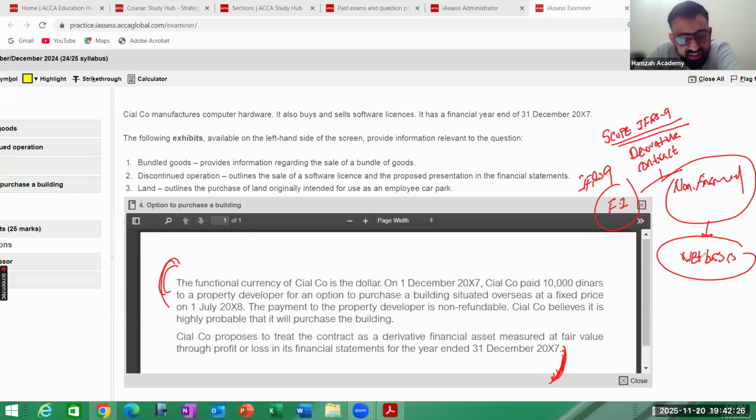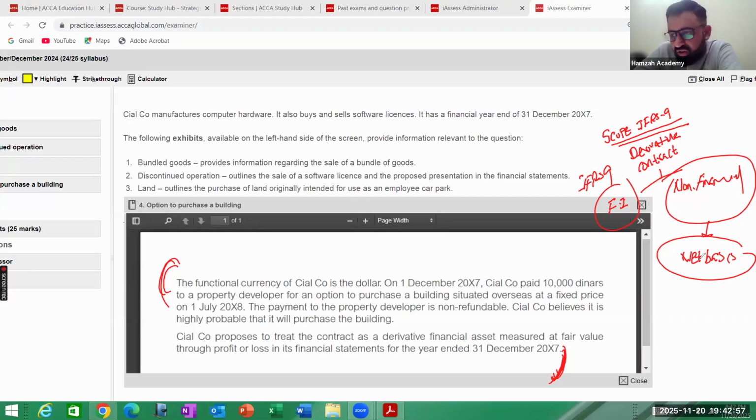Normal purchase agreement or sale agreement. Executory contracts are the contracts which are not equally performed by the seller and the buyer. Like if I am going to buy 10 kg of wheat for my business purposes, then it is an executory contract. And executory contracts are not financial instruments.